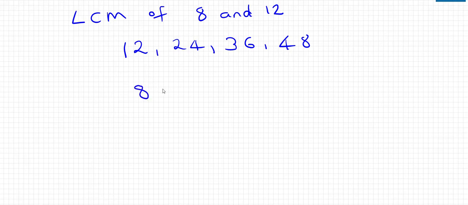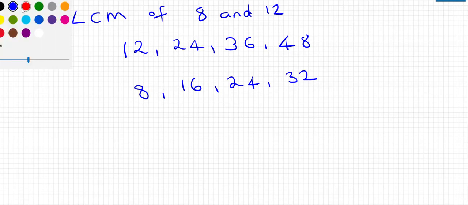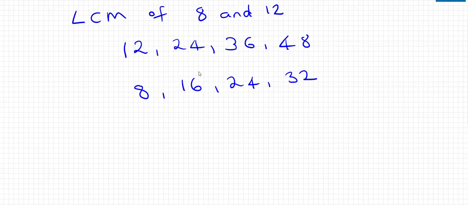So multiples of 8, I'll just write underneath. We can see the ascending order from smallest to largest. So 8. Now, 8 plus 8 gives me 16. 16 plus 8 gives me 24. 24 plus 8 gives me 32. Now, I will stop there and compare. Do you see any multiples that are common between 12 and 8 right now? Well, I can see a common multiple between them is 24. I can see a 24 here and 24 there.